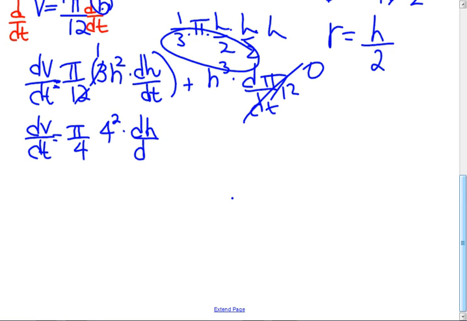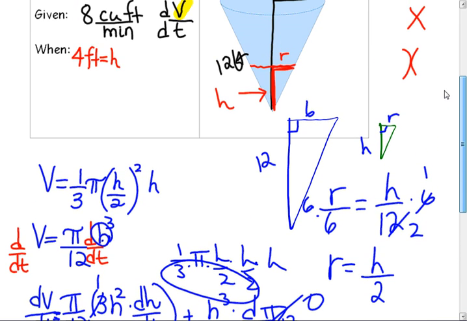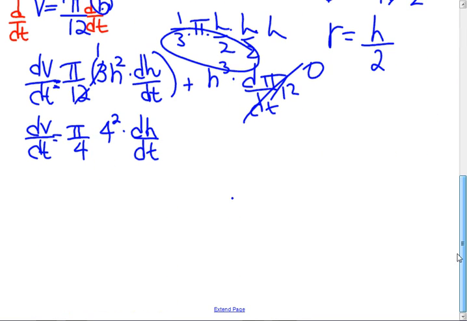And what else do I know? I think I know dV dt, don't I? H is 4 feet. And dV dt is 8. That's why I do that. Then I have the numbers out of the problem, because I don't like word problems either. If that makes you feel any better. But the more you do, the better you get.